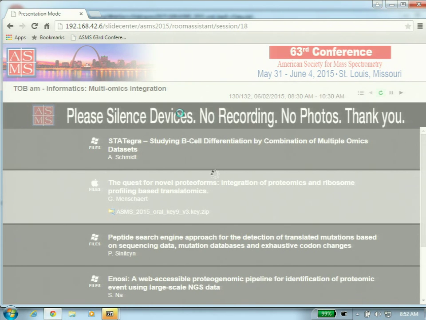The second tool is called RiboSorf. It holds ribo because of the ribosome profiling, of course, and sorf because of the small open reading frames.